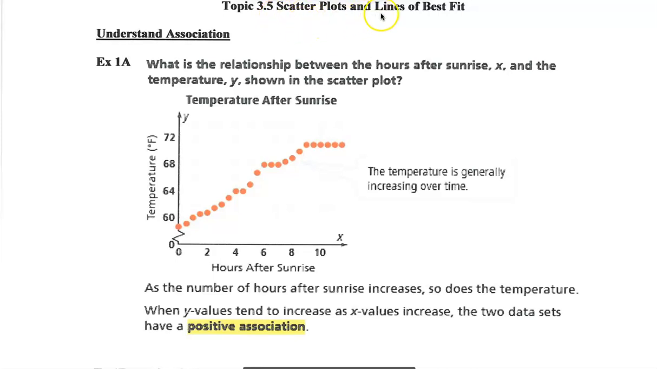In this lesson, we're going to talk about scatter plots and lines of best fit. So first, let's talk about what is a scatter plot. A scatter plot is just like plotting raw data. That's all it is. So if you have a collection of data that has, like, hours after sunrise and the temperature, you just plot it.